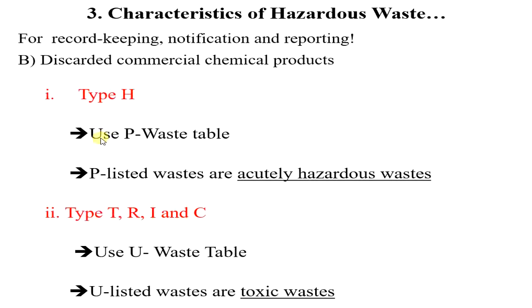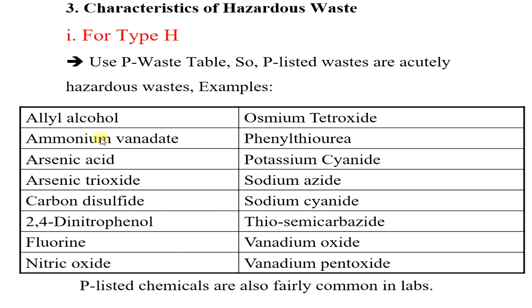For record keeping and notification, the second category is discarded commercial chemicals. Type H uses the P waste table. P list wastes are acutely hazardous wastes. They are very toxic but not chronic. Types T, R, I, C use U waste tables. U list wastes are toxic or chronic. For example, listed under type H: arsenic acid, fluorine, nitric oxide, vanadium pentoxide, and so on.